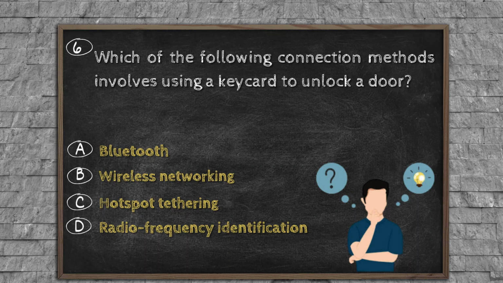Question number 6. Which of the following connection methods involves using a keycard to unlock a door? Option A, Bluetooth. Option B, wireless networking. Option C, hotspot tethering. Option D, radio frequency identification.